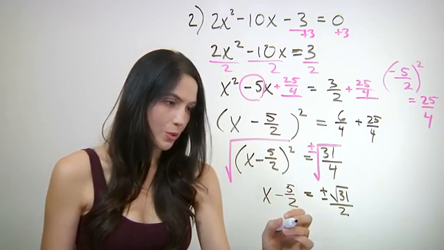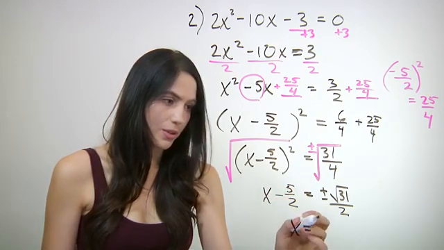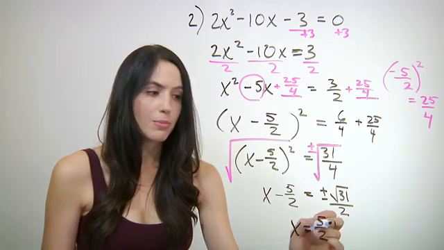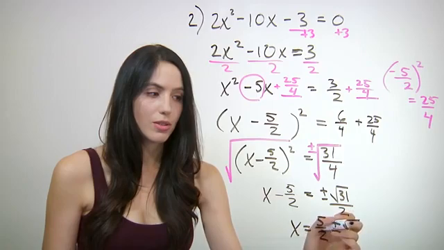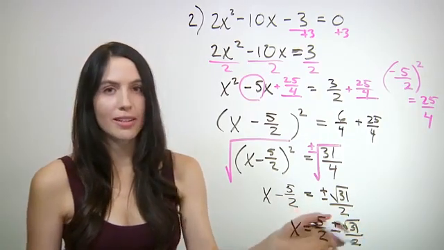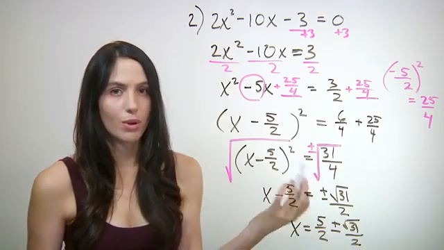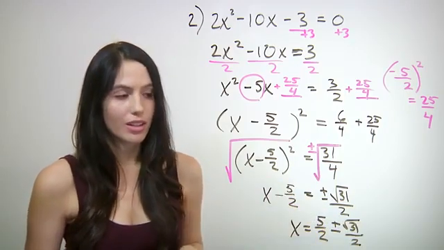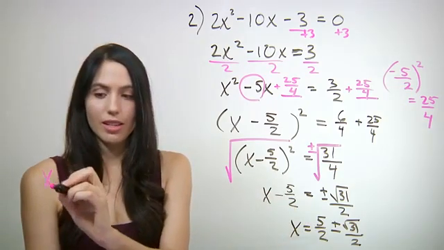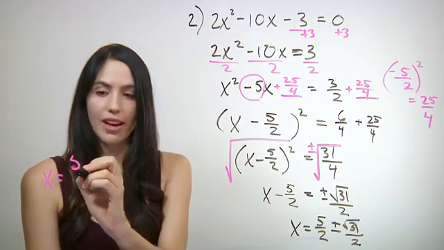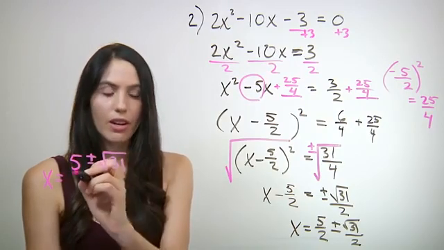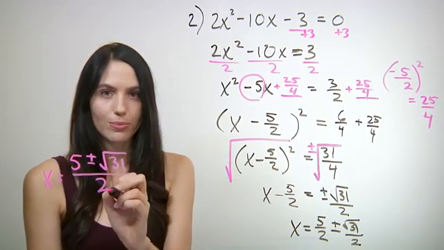And your 2 solutions will be x equals 5 halves plus or minus root 31 over 2. You can actually combine this into one fraction, which most people would consider simpler. So you may want to do that. And your final answer would look like this. X equals 5 plus or minus square root 31 as your numerator, all over 2 as your denominator.